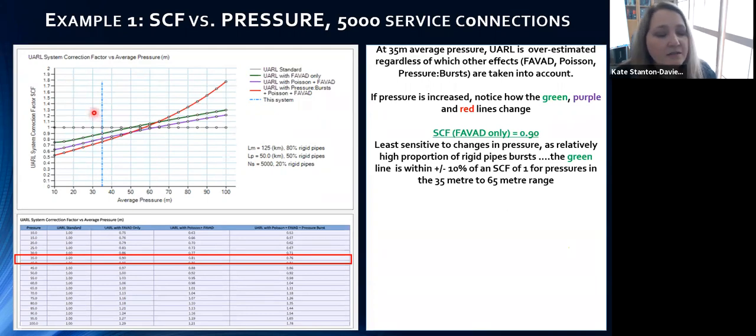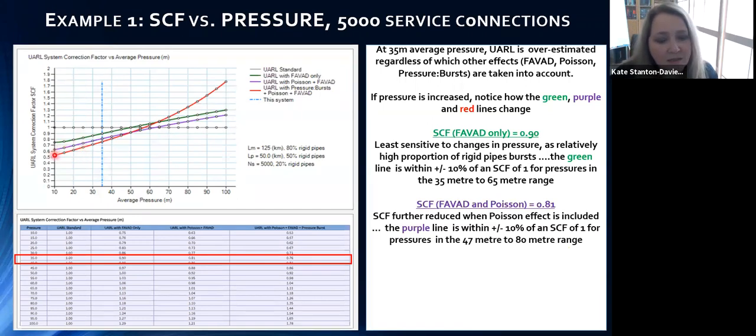So let's look at each of these three lines that we can see here. The green line is the line for FAVAD, so the system correction factor value at the current operating pressure, at pressures lower than that, and at pressures higher than that. This line is reasonably flat, and for most of the time it's within plus or minus 10% of the standard UARL, that's this system correction factor value of 1. Actually, between 35 and 65 meters of pressure for this particular zone or system, we're within that plus or minus 10% range.